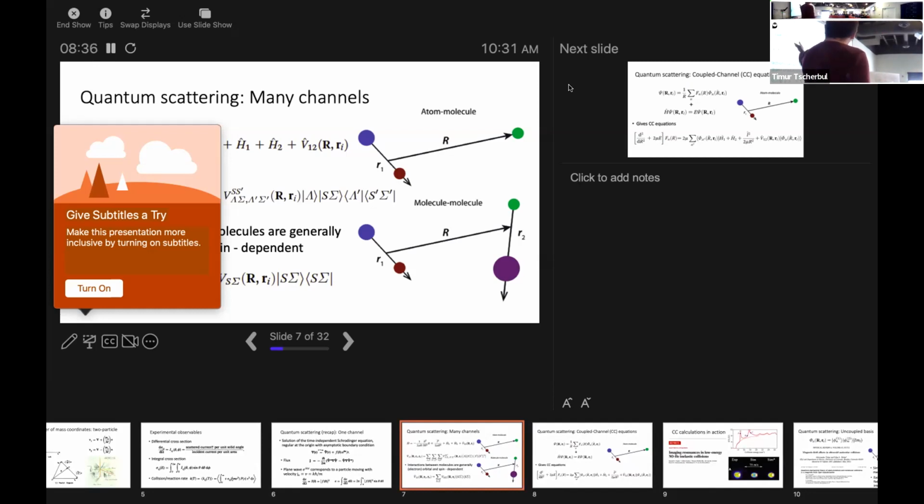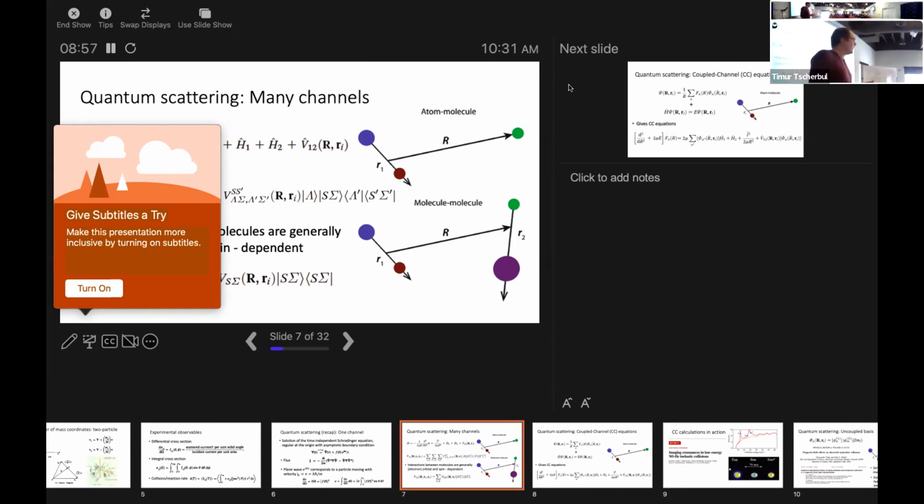Quantum mechanically, you have the Hamiltonian, which is the relative kinetic energy plus the relative angular momentum term, plus H1 and H2, the internal Hamiltonians of the atom and the molecule. Now there's V12 of R and r_i, the interaction between the two systems, right? So the interaction is a general operator here.